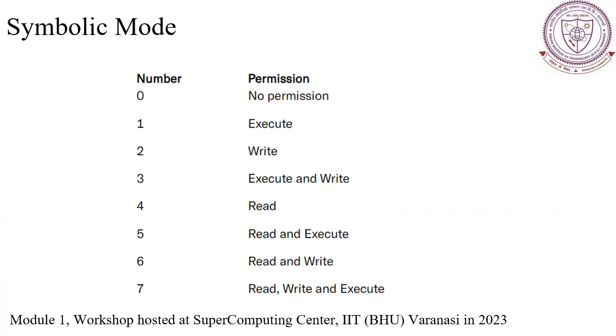You can change the permission by giving the numeric mode also. If you want to give no permission, type 0. Number 1 gives only execute permission. Number 2 gives write permission. Number 3 gives execute and write permission. Number 4 gives read permission. Number 5 gives read and execute permission. Number 6 gives read and write permission. And 7 gives all permissions, that is read, write as well as execute.